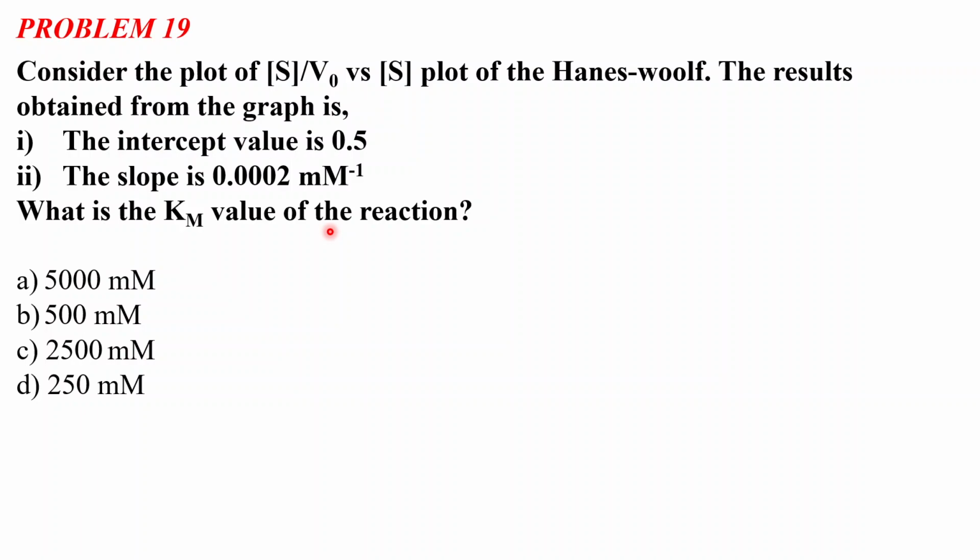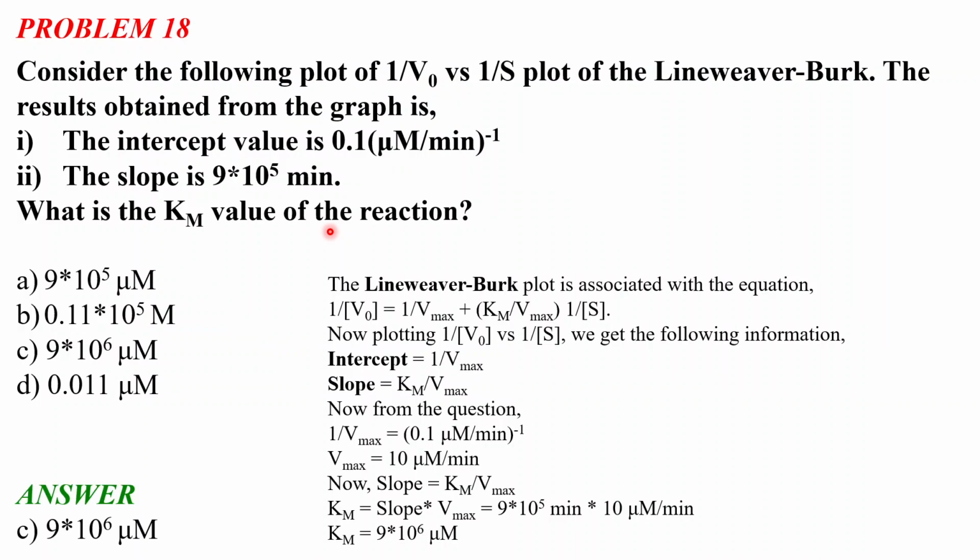Now just write the Lineweaver-Burk plot equation, multiply it with S, then we will have the Hanes-Woolf equation. From that you will easily have the intercept and slope values, and if you put in the given quantities, you will have this particular Km. Yes, somebody wants to join.